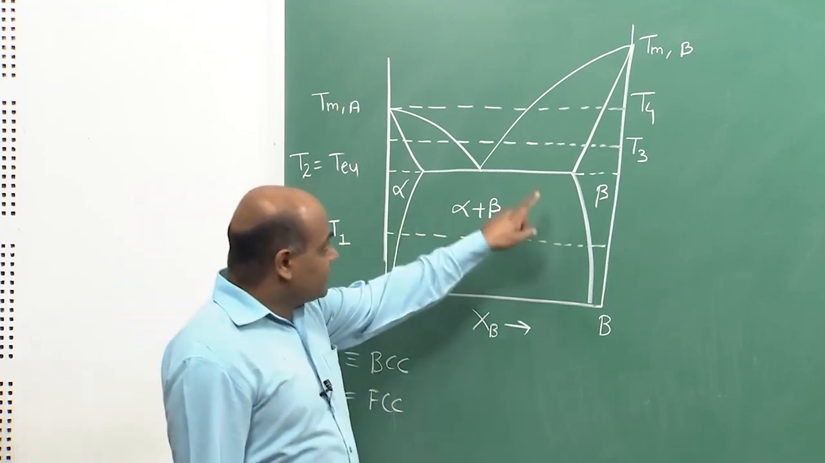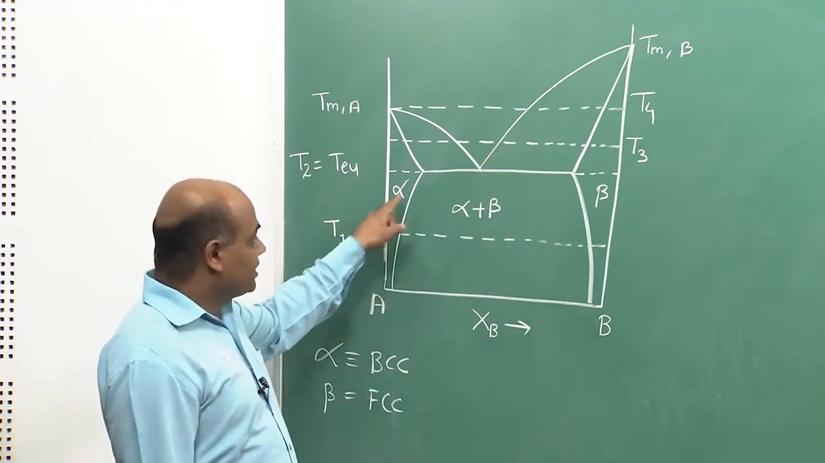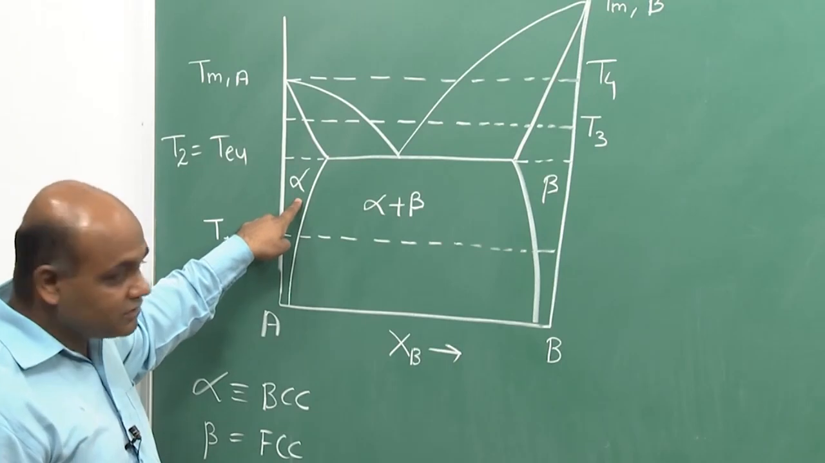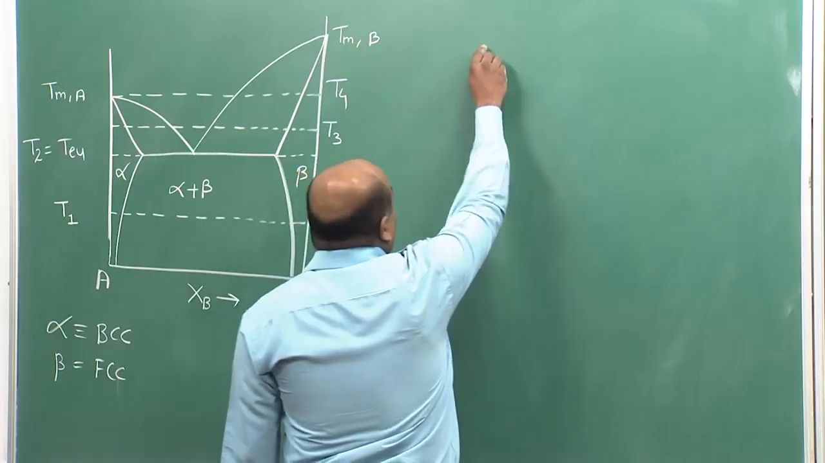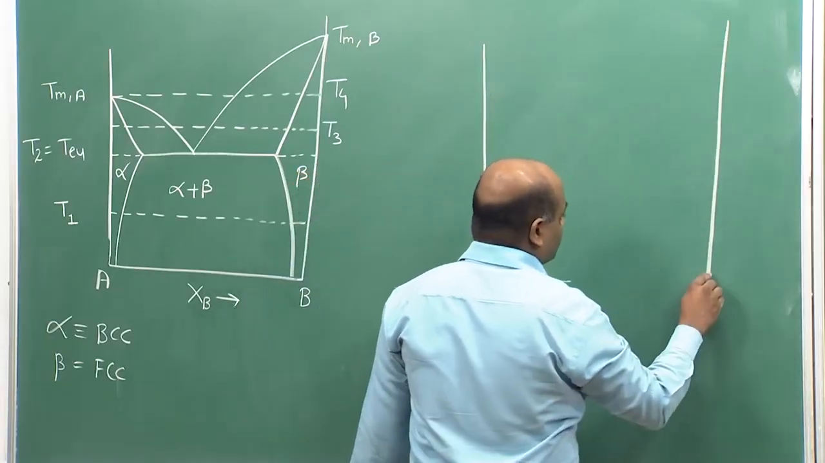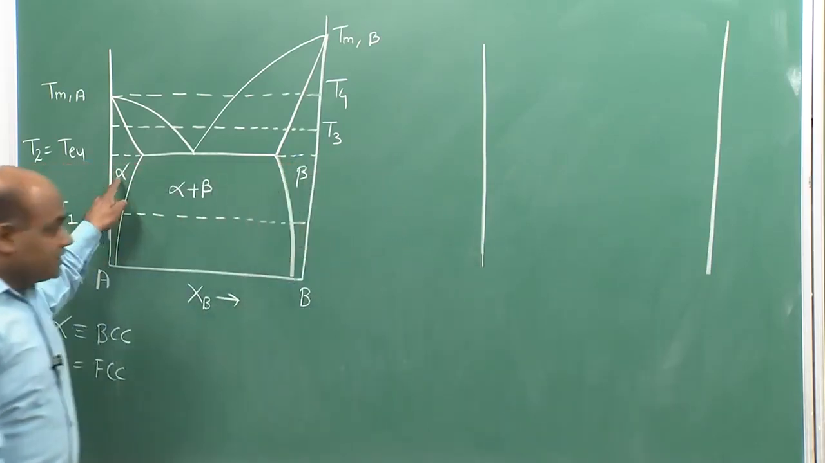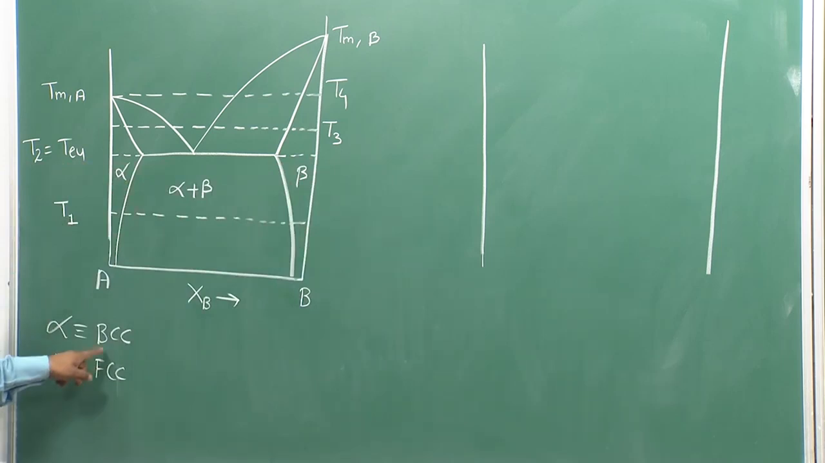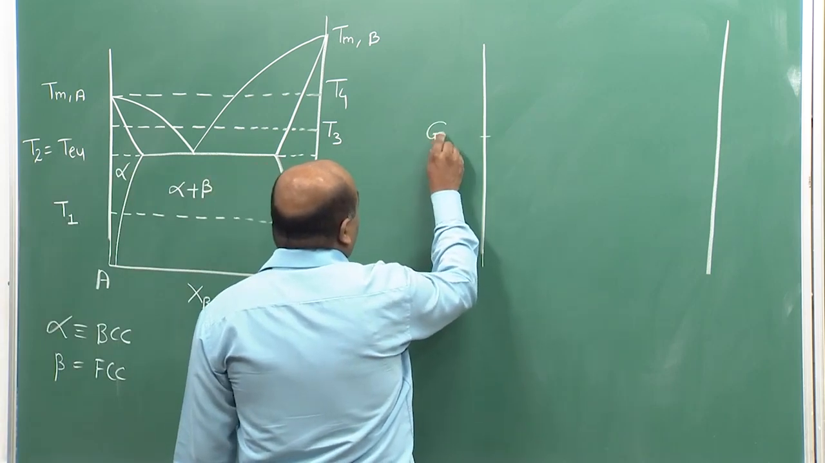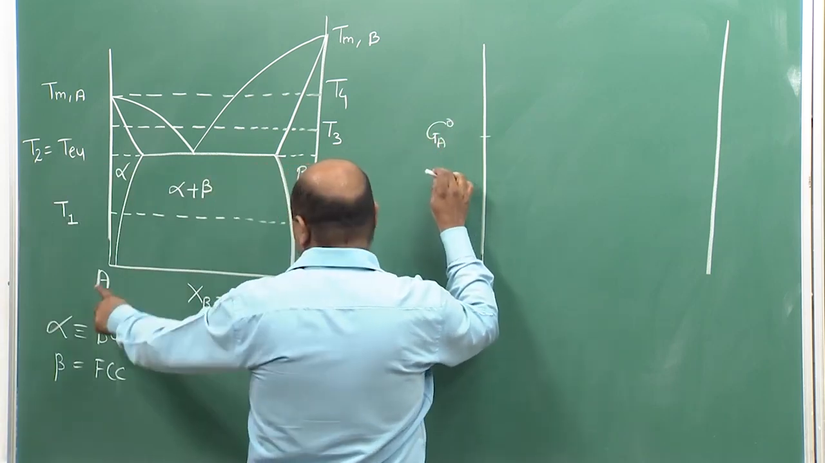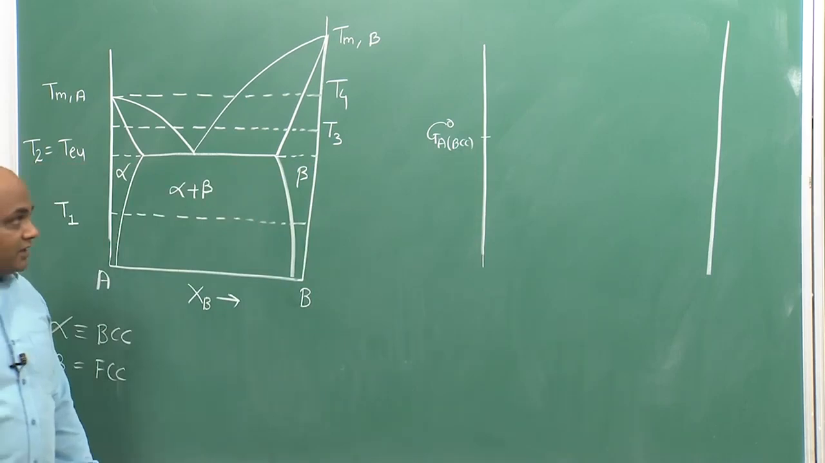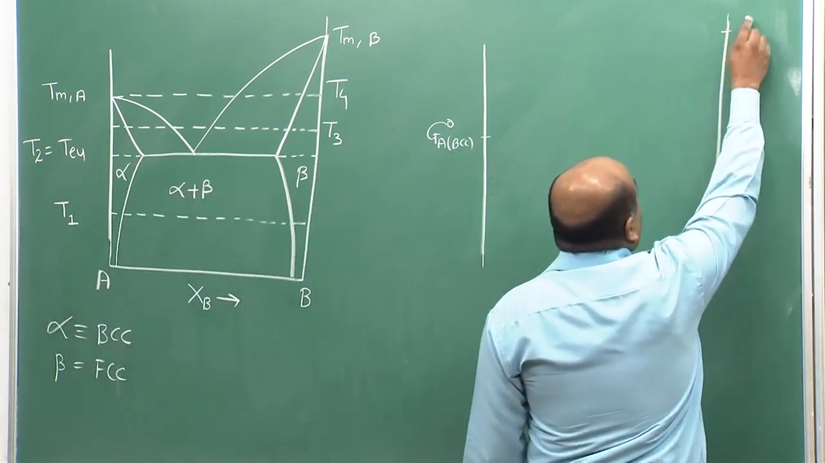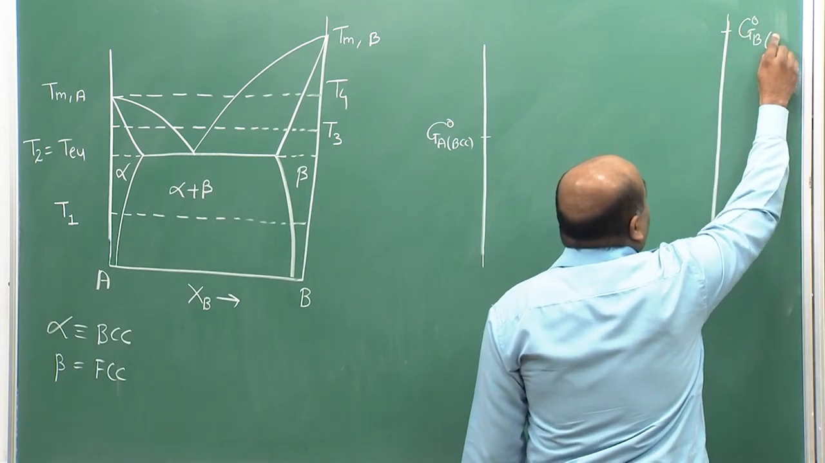Now, there are three phases on the phase diagram. So, we need minimum three curves, one for BCC solid solution that is alpha, one for FCC solid solution that is beta, and one for liquid solution. So, first we need the curve for alpha, that is the BCC solid solution. So, we need to first mark GA0 and A solid in BCC crystal structure, and we need the point GB0 and B also in FCC.